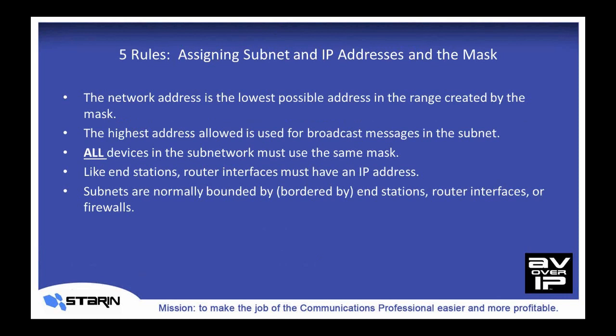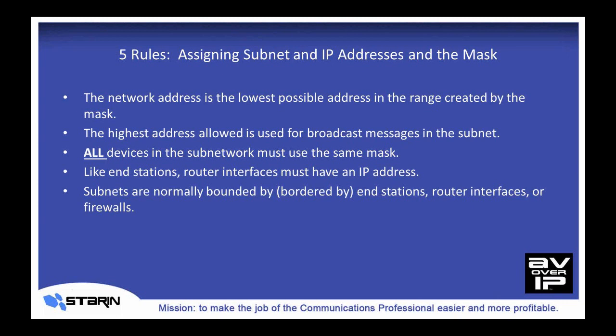So, after we've looked at the mask and we've looked at IP addresses, an obvious question is, well, what are the rules for using IP addresses in subnet masks? And here are basically the 5 critical rules. The network address is the lowest possible address in the range that's created by using a particular mask. We reserve the highest address in that range to send broadcasts within the subnet. That's why in one case I mentioned that you couldn't use 255. It was the highest value.